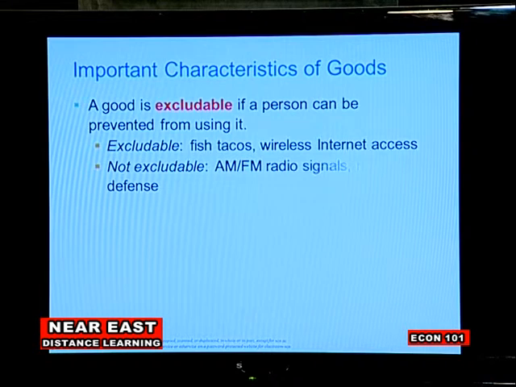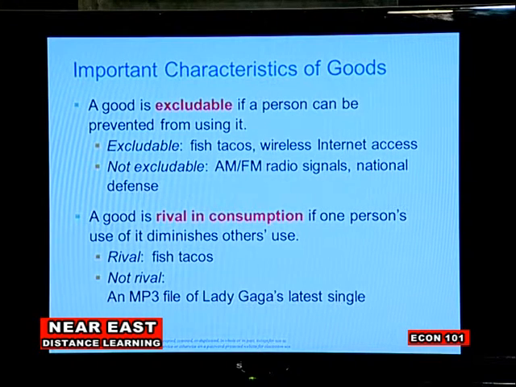We have two important characteristics of goods. A good is excludable if a person can be prevented from using it. Examples of excludable goods are fish tacos and wireless internet access. Examples of goods that are not excludable are AM and FM radio signals and national defense.